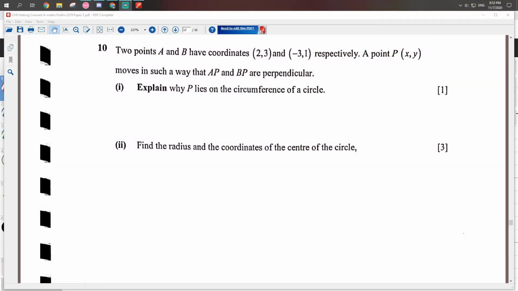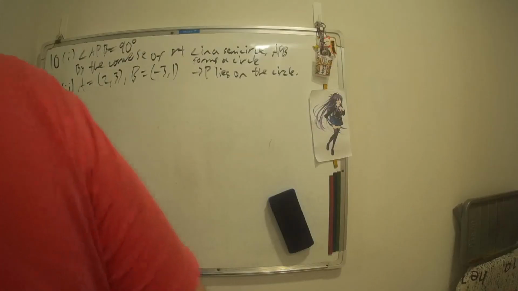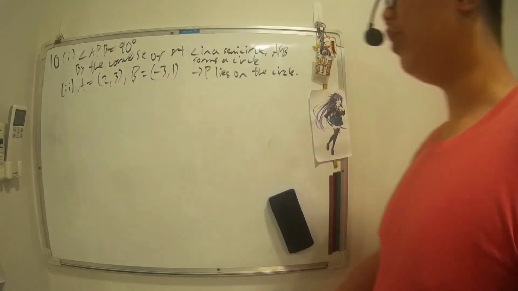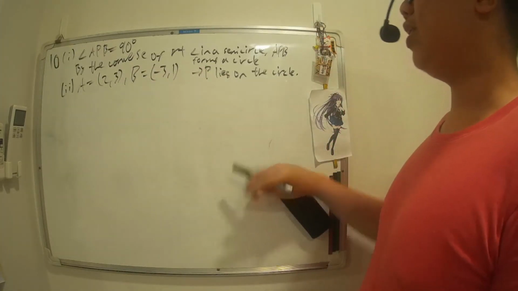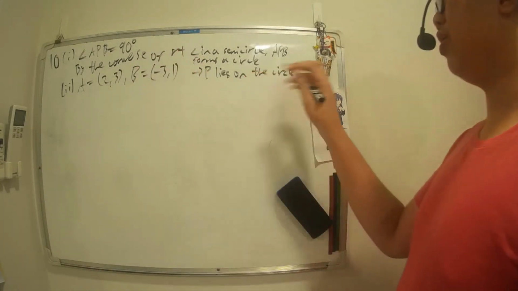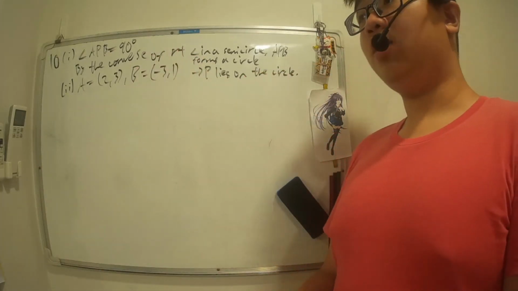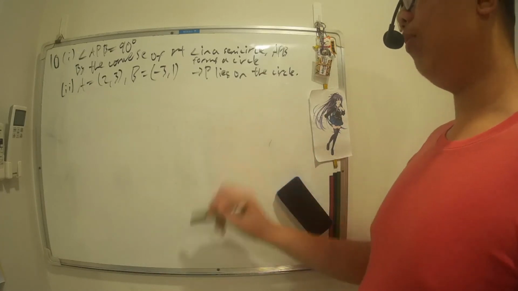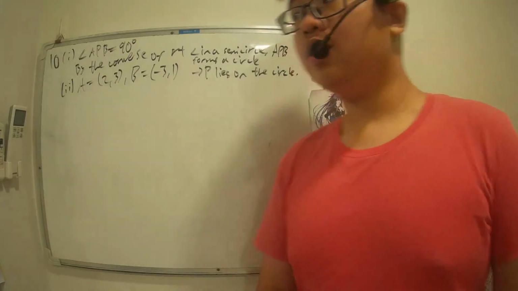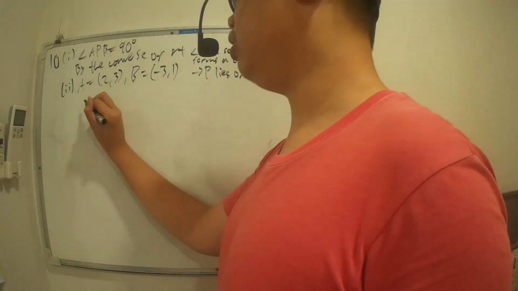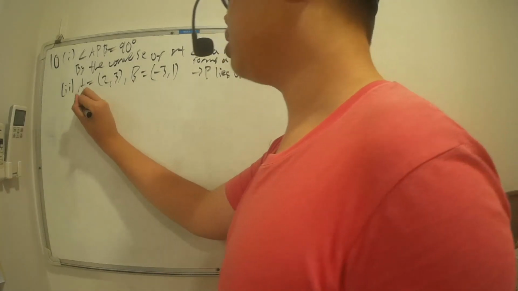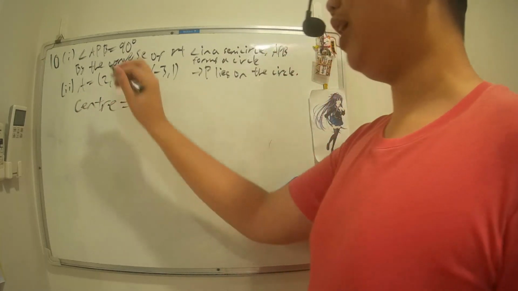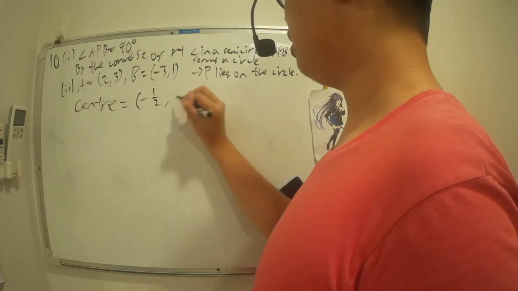Part 2. Find the radius and the coordinates of the center of the circle. Alright. We are given that A equals (2, 3) and B equals (-3, 1). But we also found out that because there is actually a right angle APB and it forms a circle, we know that AB will actually be the diameter of the circle, right? Because when you draw a circle, imagine there's a circle here, then you draw the right angle triangle, you will see that this is the diameter, this is the right angle, right? So since AB is the diameter, we can use it to find the center. The midpoint of AB will be the center. So the center will simply be negative half, right? You just add these up and then divide by 2. Same thing for the y coordinate. This one should be 2.